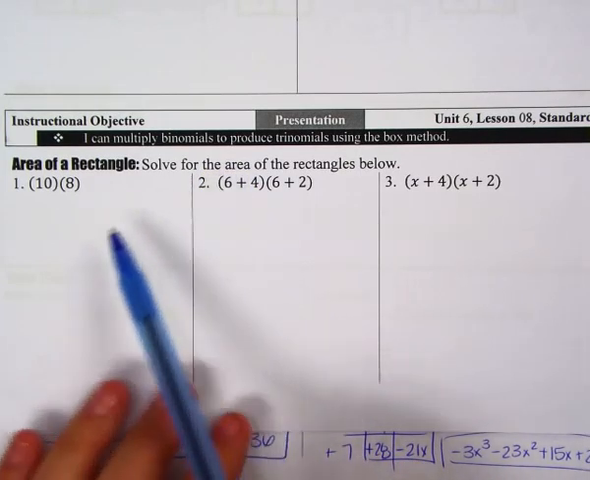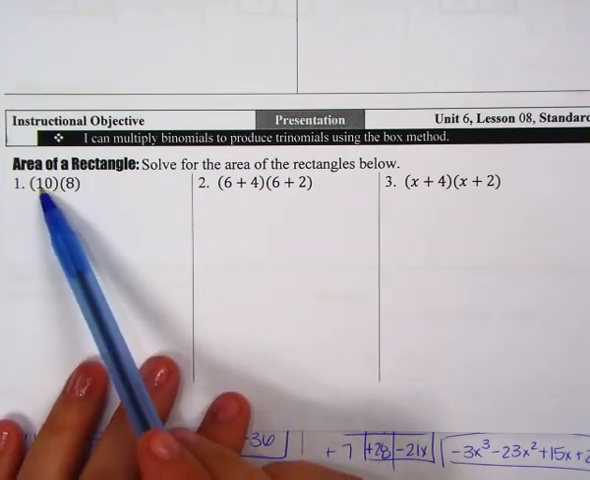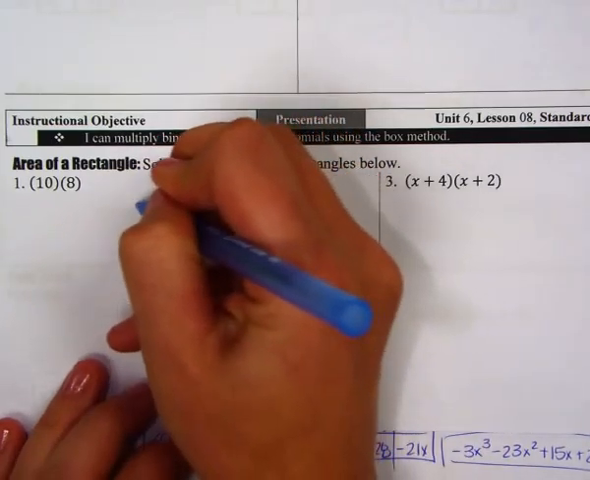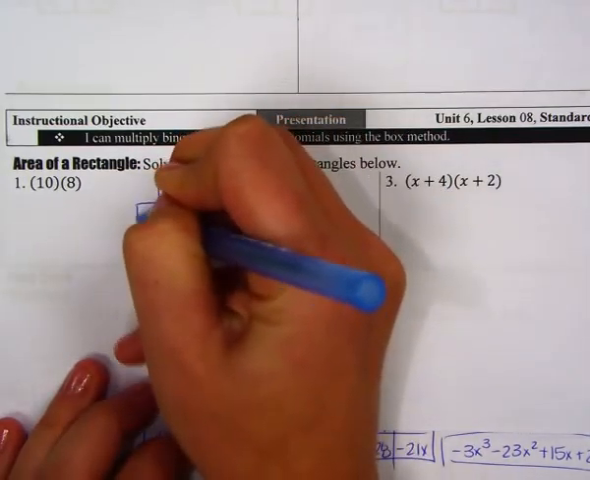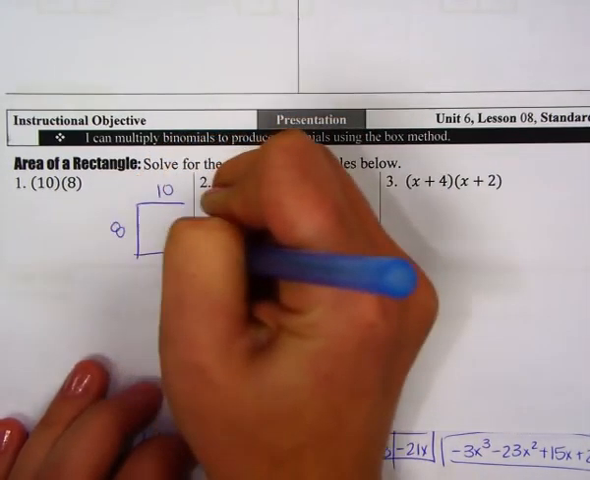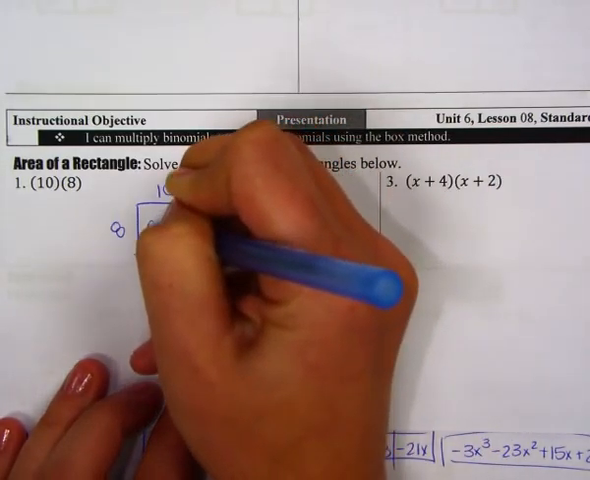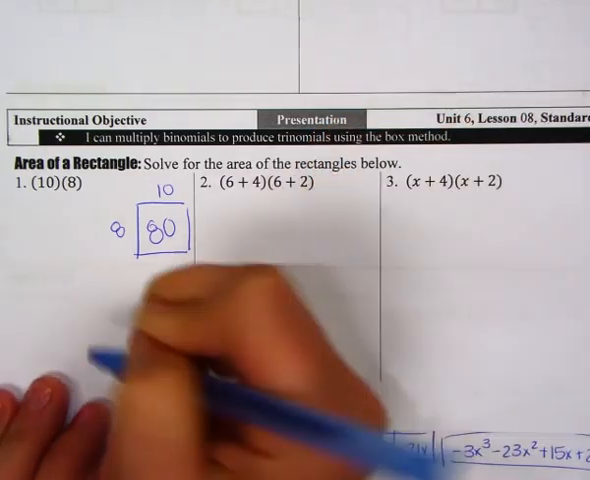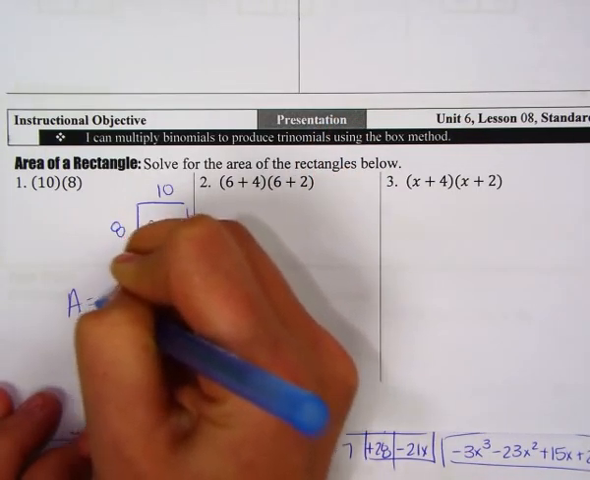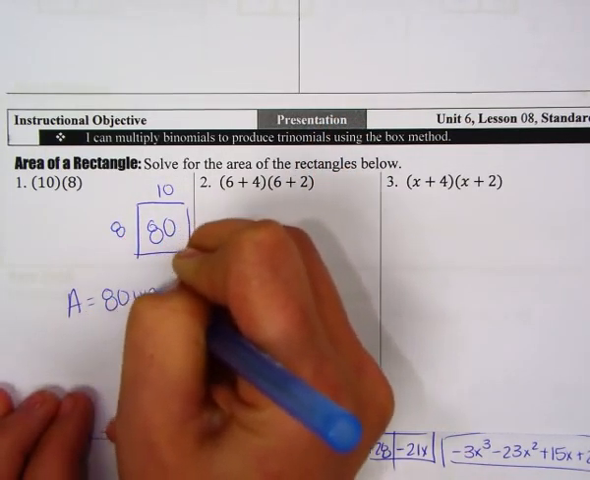So if we were to solve for the area of a rectangle that had side lengths of 10 and 8, that means that there's this rectangle with one side length 10, the other side length 8, and 10 times 8 would be 80. And so the area of this box would be 80 units squared.